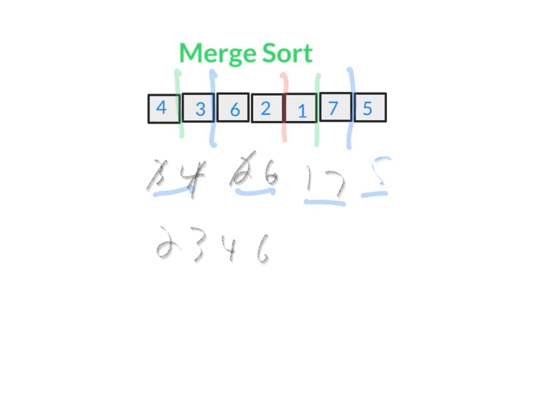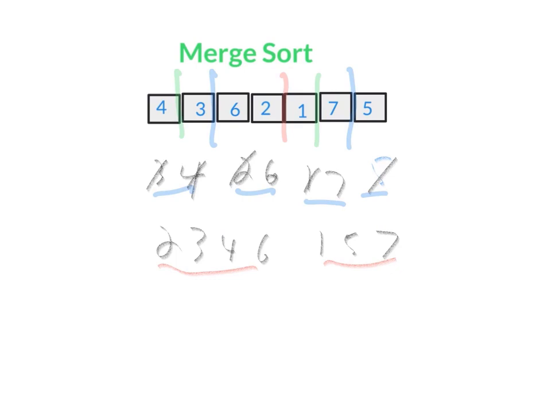For this array and this array to merge, 1 is smaller than 5, 5 is smaller than 7, and then 7 is all that's left, so we copy that down to the bottom. Now you notice we have two sorted subarrays, but we never compared anything here with anything here. So we're reducing the number of comparisons we have to do.